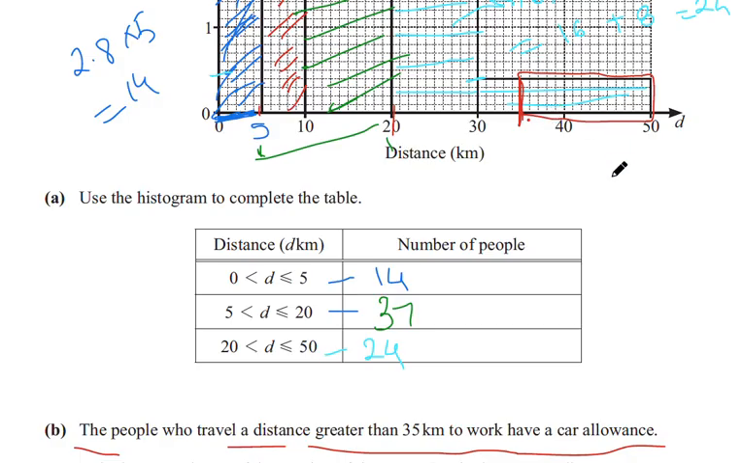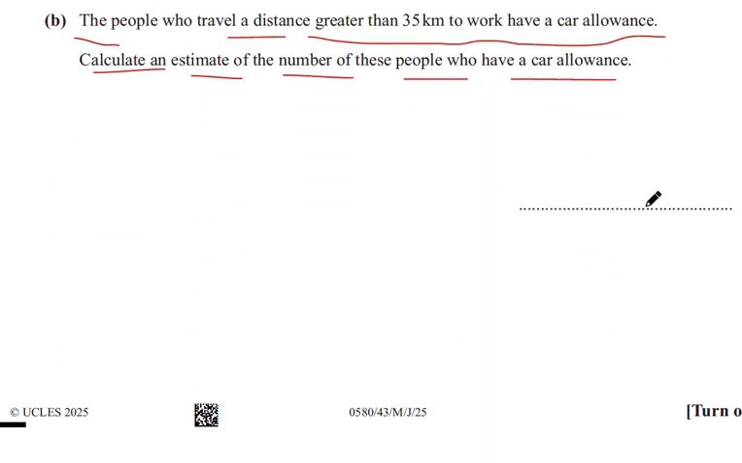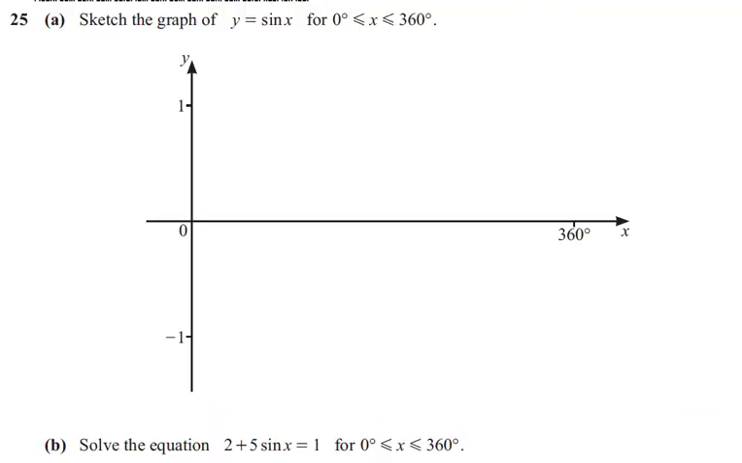This is 35 to 50, so we again have to find the area of this. 35 to 50 is 15, times the height, which is 0.4. So 15 times 0.4 is 6, which means the estimated value is 6 people who will be getting the car allowance.